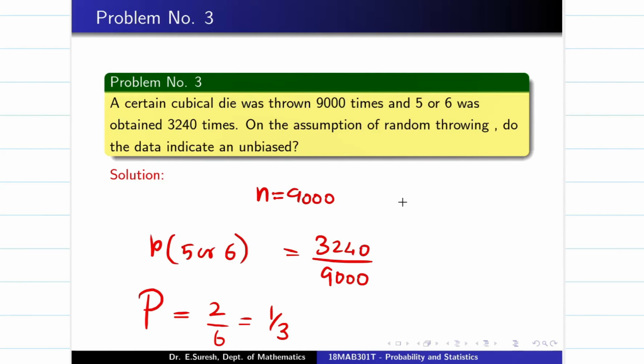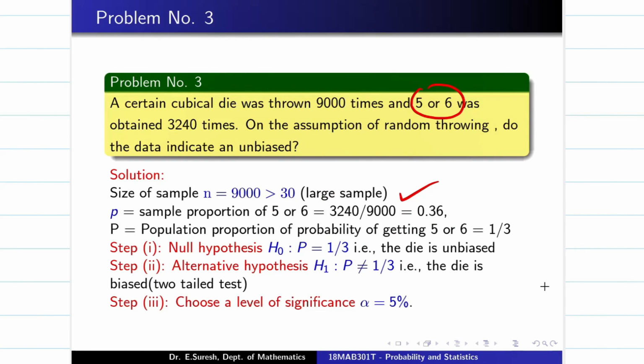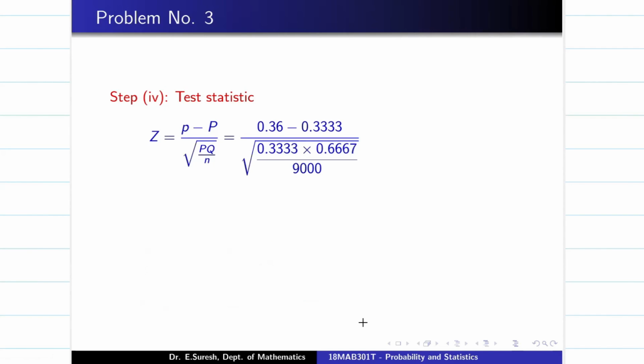So n is known, capital P is known, small p is known. They are saying whether it is unbiased or not. If it is biased, there might be cheating. My capital P should be 1 by 3. That is my H naught. H1 says it is biased, there is a cheating. This cannot be equal to 1 by 3. Let us see what happens. You see all the data are given. Alpha is not given, so I am choosing 5%. Let us go into the problem, guys.